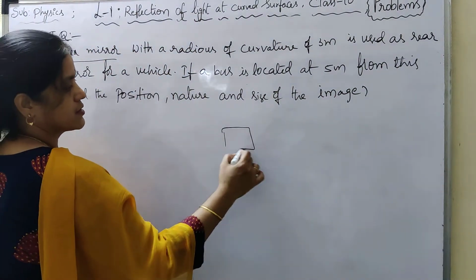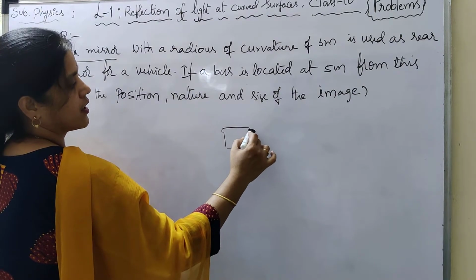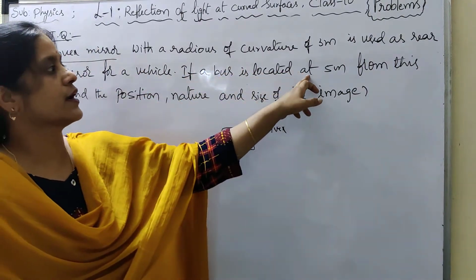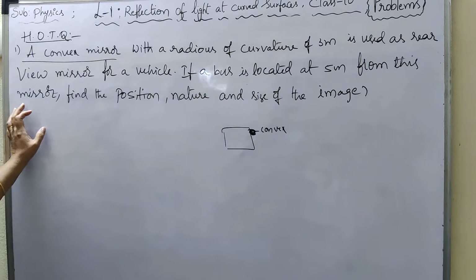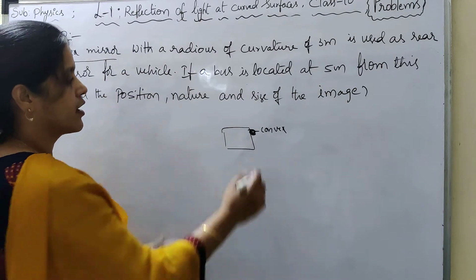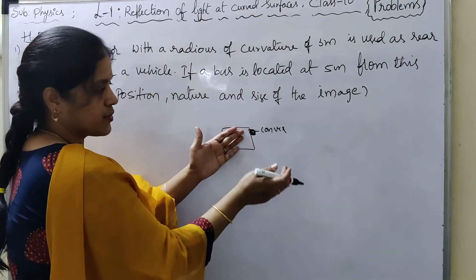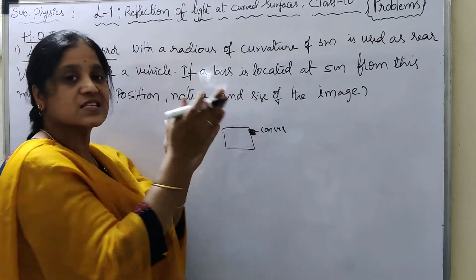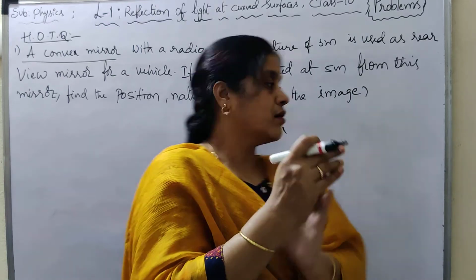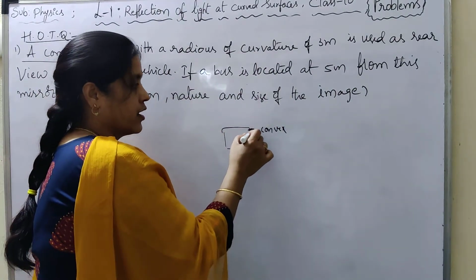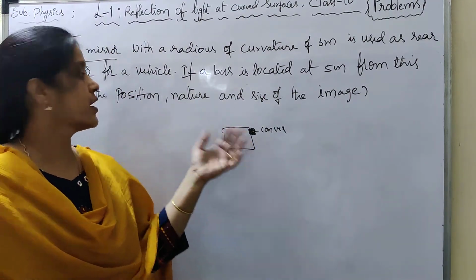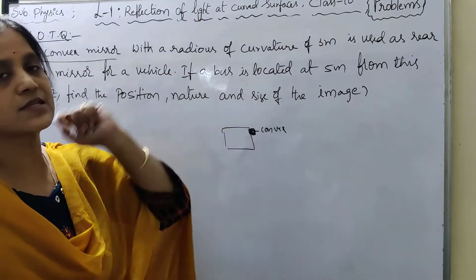Some vehicle is there, bus or something. Your side view mirrors are taken as a convex mirror. If a bus is located at 5 meters from this mirror, find the position and nature and the size of the image. So when a vehicle is going behind this mirror, a bus is there. So that bus, it is located at a distance of 5 meters. Then on this mirror, what type of image of the bus we get, and the nature of the image, that all we must find out.